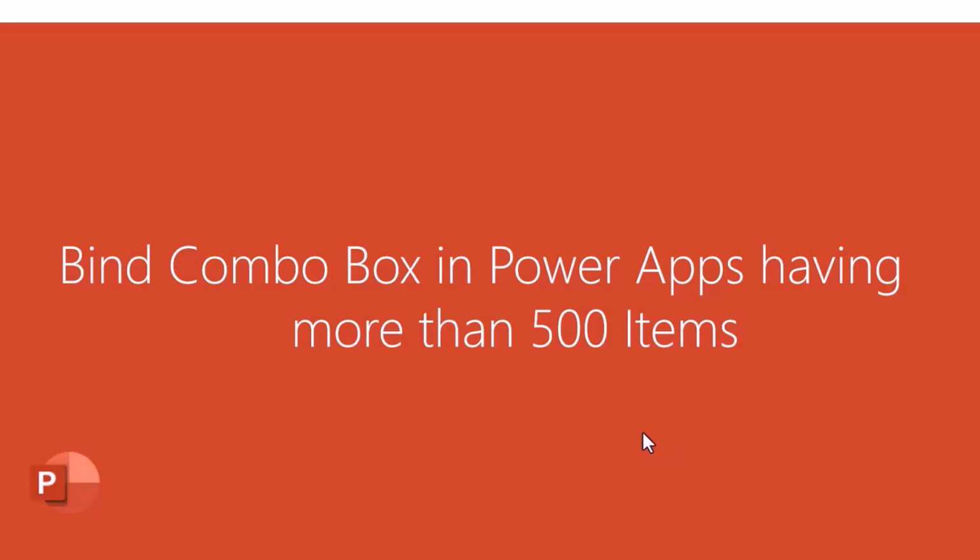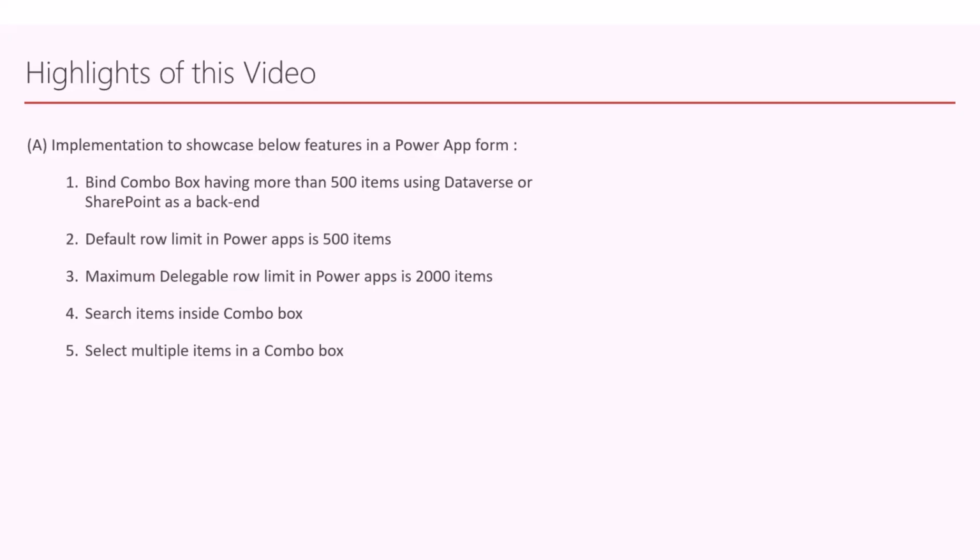Hello friends, so in this video, I will demonstrate how to bind a combo box in Power Apps which has more than 500 items. And we will be using Dataverse or SharePoint as a backend. And we will also see that the default row limit in Power Apps is 500 items, and it can be extended to 2000 items. And you'll also see how to search any of the items inside a combo box and how to select multiple items in a combo box.